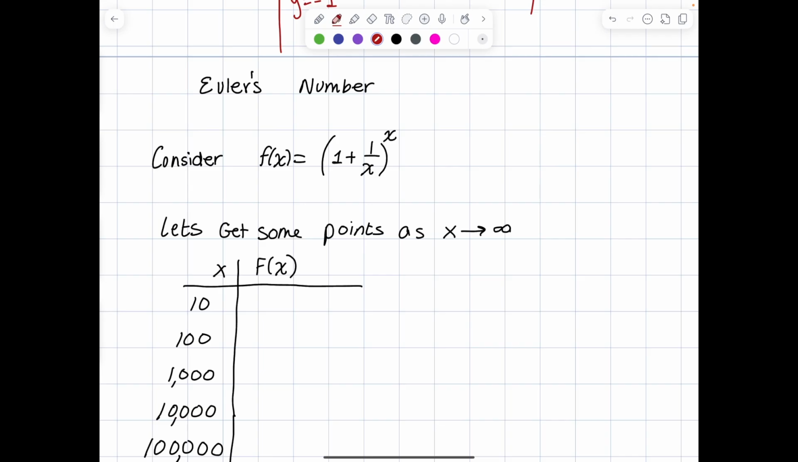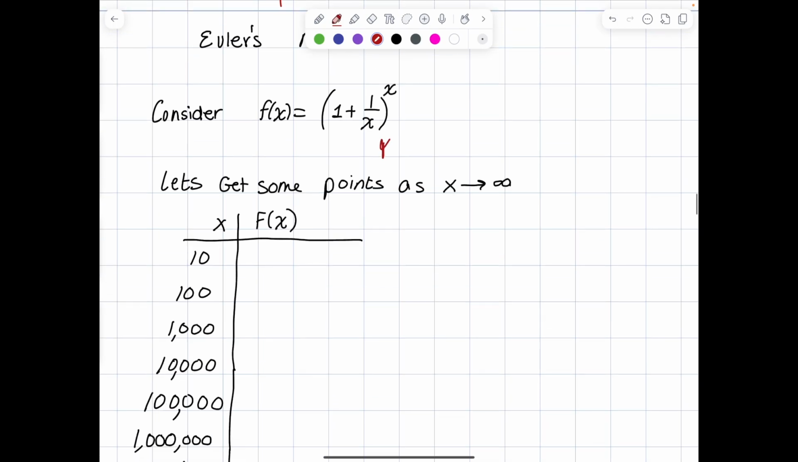If we plug in 10 for x into this function, we'll get 1 plus 1 over 10 to the 10th power based on the formula, which gives me 2.593742, and it keeps repeating. Let's plug in 100, so that's 1 plus 1 over 100 to the 100 power, and that's going to give me 2.704813 and some more decimals.